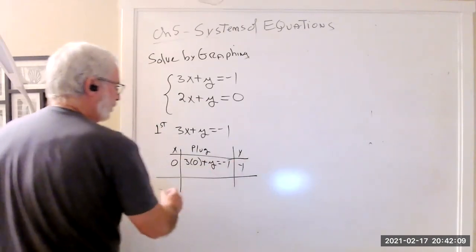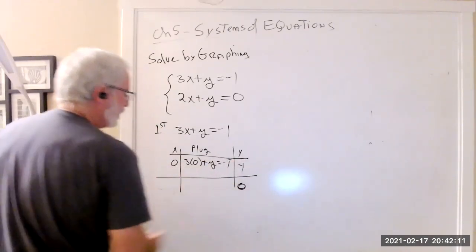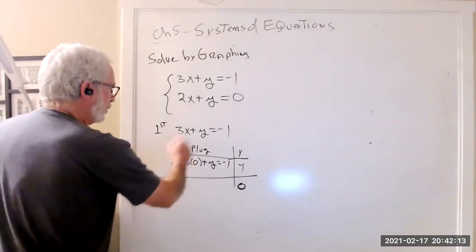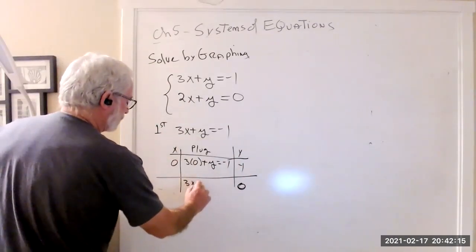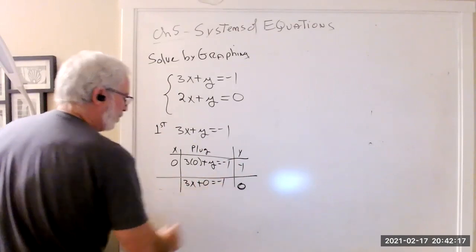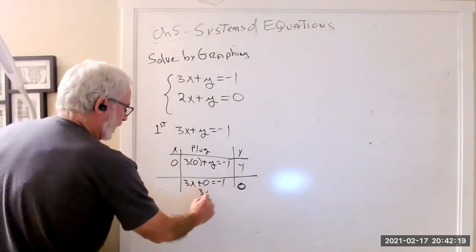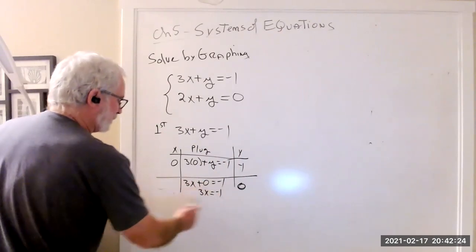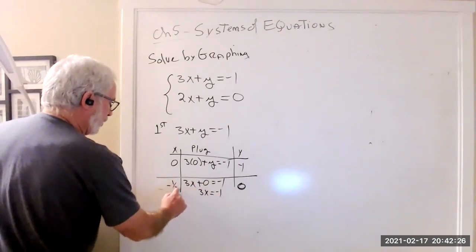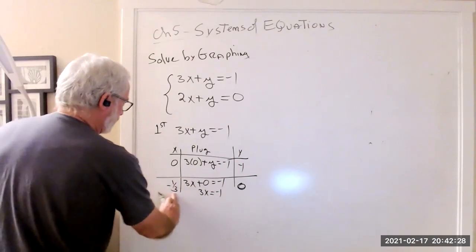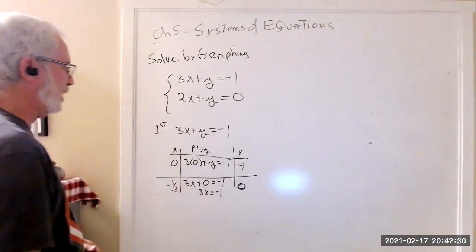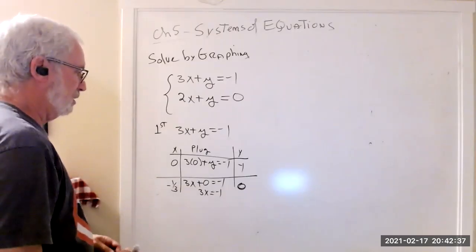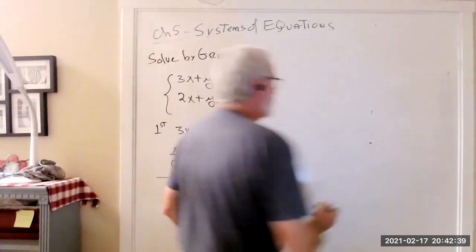It was always at least 2 points. So you say, okay, well, what if y is 0? Then you get 3x plus 0 equals -1. That means 3x equals -1. If you divide both sides by 3, you get -1/3. That's what I was talking about when I was saying this problem is kind of wacko. It's okay. I mean, you can still graph it.